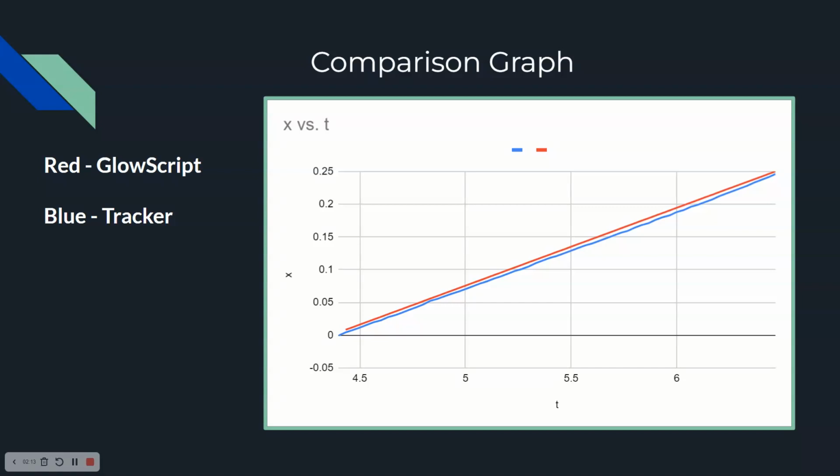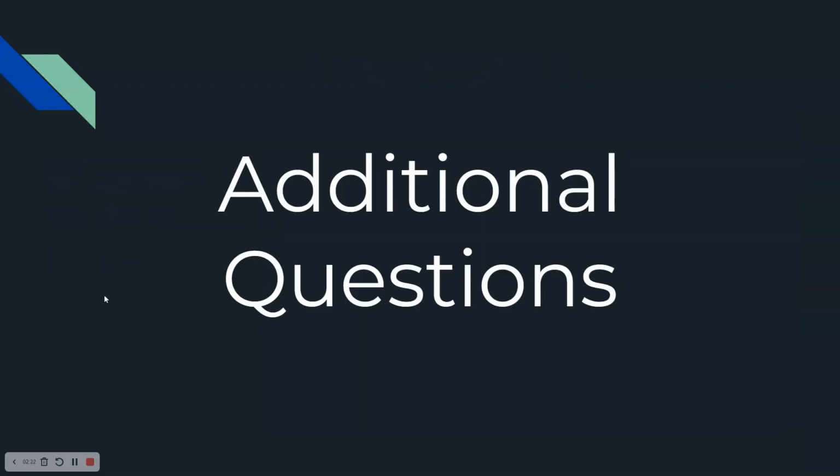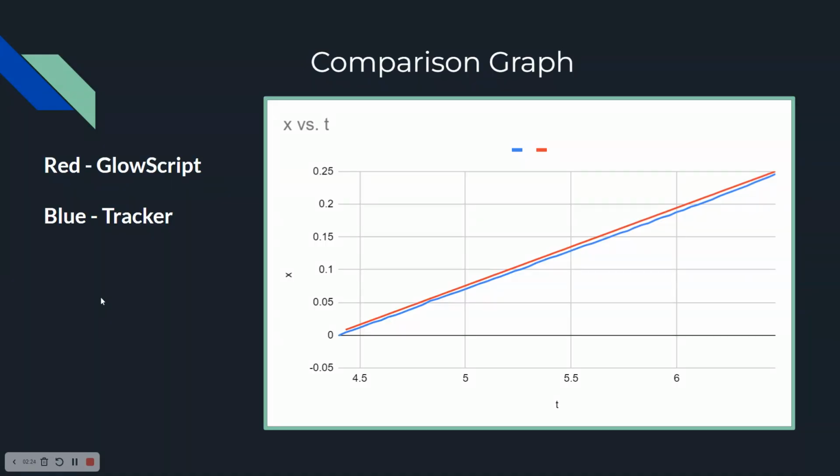And just for some quick clarification, the red line is the data from the GlowScript or computational model, and the blue line is the data from the tracker. So what we see is that the slope of the graph represents the rate of change, and those are nearly identical. Put in other words, the velocities appear to be exactly the same. This is what we expect by Newton's second law, because without the presence of any net force acting, velocity should of course remain constant.